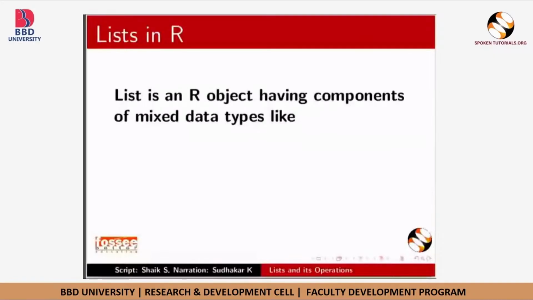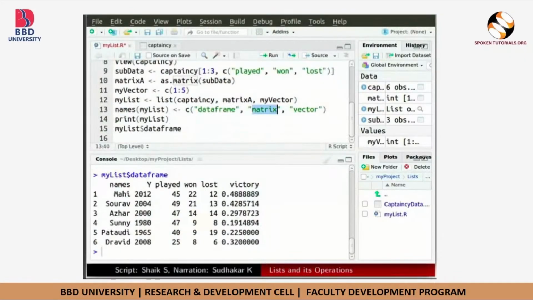Index of the matrix is 2 in my list. We will subset the first three rows of played, and the lost columns, 1 and 2, into a matrix in square brackets. In the source window, type mylist. Click on the script mylist.r. Run the current line. In the source window, type the following commands. Matrix element of mylist is shown on the console.